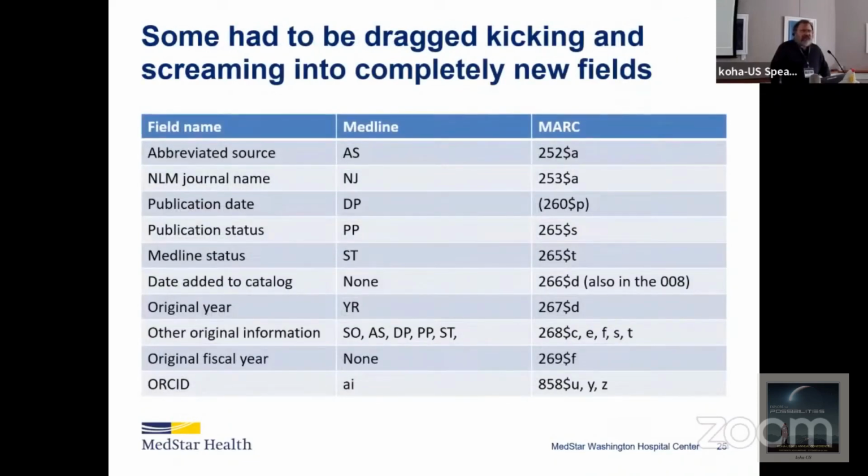I had to make up new fields. For example, NLM journal name, put in 253A. How many people here have a 253A? I do. And ORCID is 858.